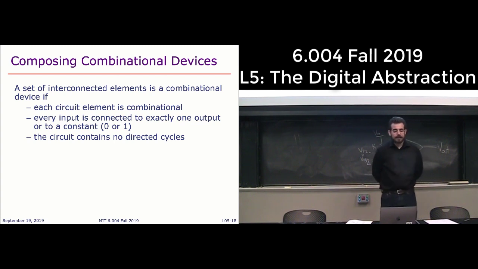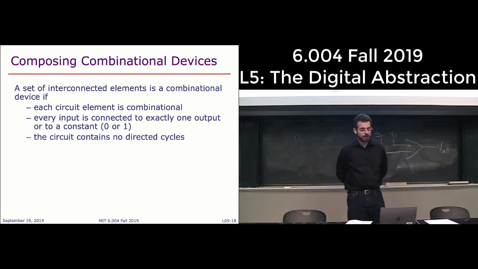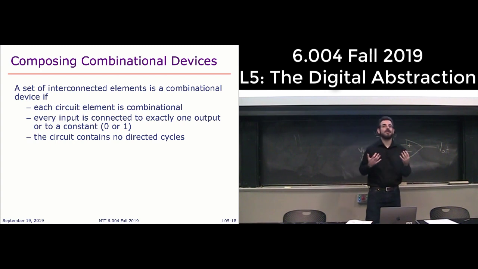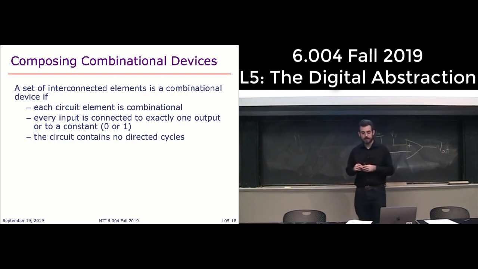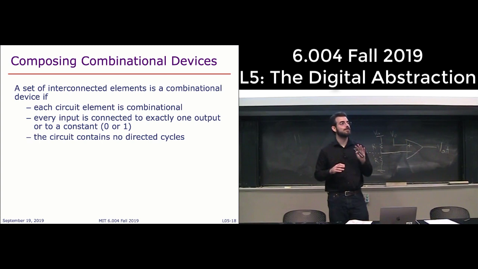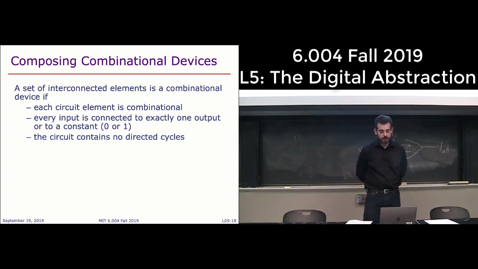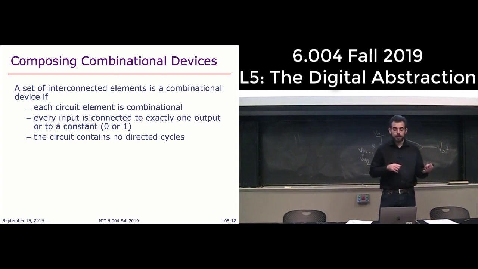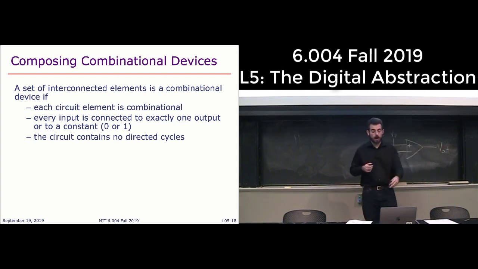The key reason we care about combinational devices is that, as I mentioned, they're very easy to compose. A set of interconnected elements is a combinational device if you have these 3 properties. These properties are sufficient, but in general not necessary conditions. The first one is that each circuit element is combinational. Then every input is connected to exactly one output or a constant value. This could be a 0 or a 1, something that's providing 0 or VDD voltage. And then the circuit contains no directed cycles.